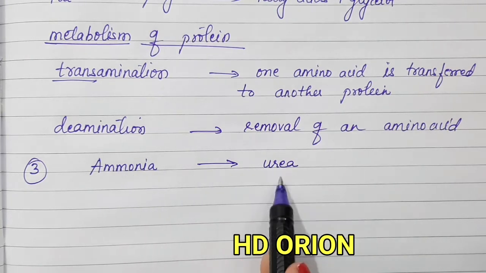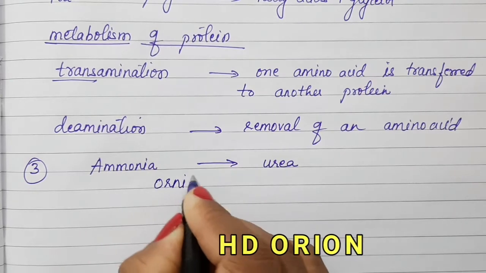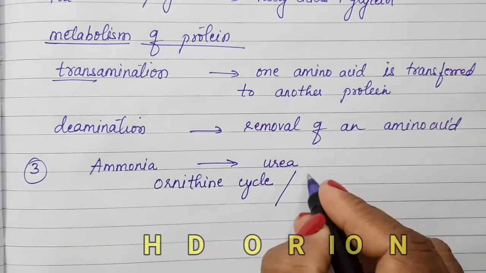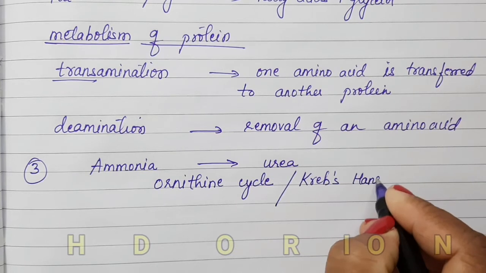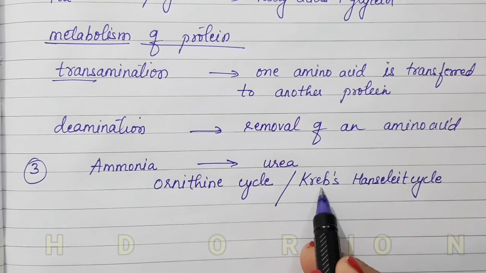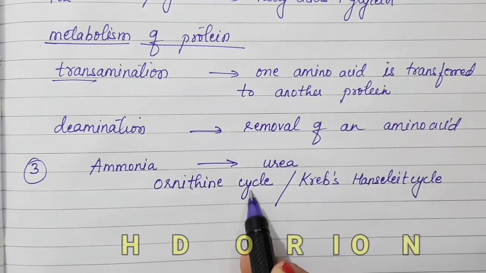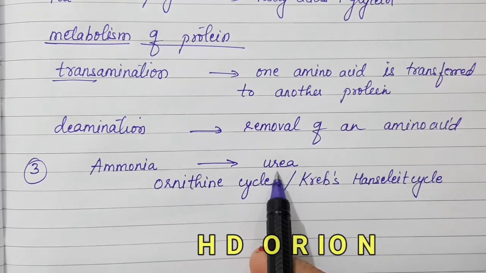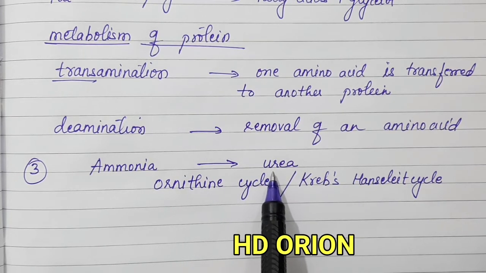So ammonia is converted into urea in the liver by a process which is known as the ornithine cycle. This has one more name by the name of the scientists, Krebs-Henseleit cycle. Do not confuse it with Krebs cycle, which is a part of respiration. Krebs-Henseleit cycle is the ornithine cycle, which is the conversion of ammonia into urea. So the production of urea is in the liver, but the elimination or the removal of urea is by the kidney.